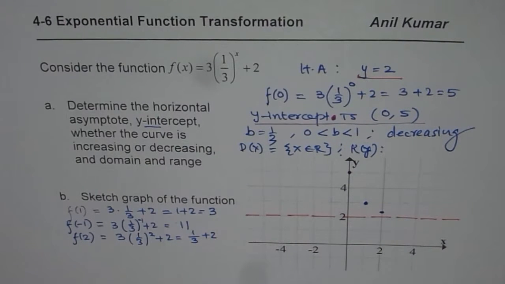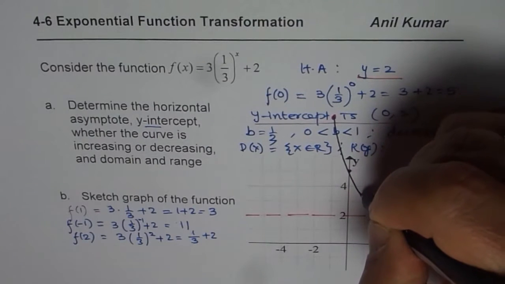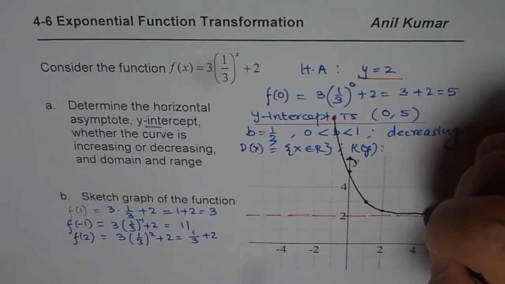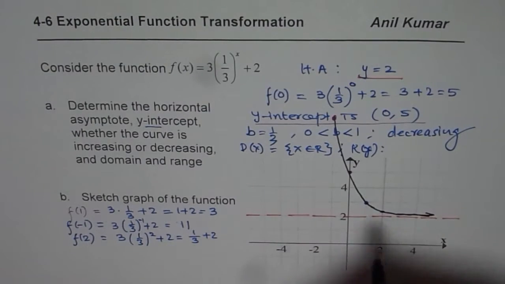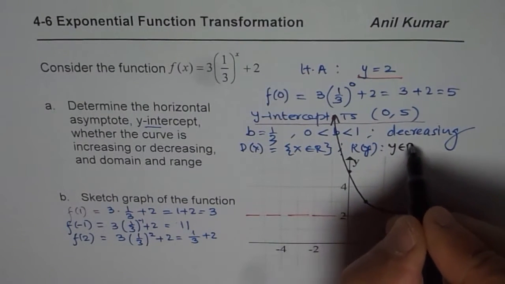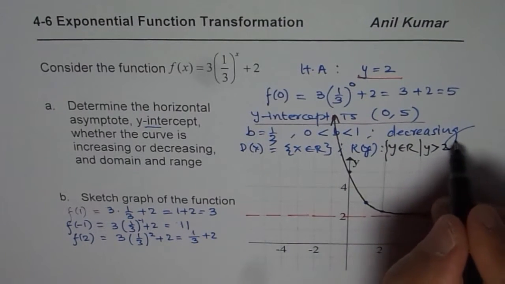So joining these points, we get our graph, correct? So let us join these points and draw the curve. So let me use a darker ink so that it's very clear. So what we get here is kind of like this. So approach the line, that is the whole idea, don't touch it, right? And that arrow indicates on both ends that it extends. And with that, we can write down the range. That range is y belongs to real numbers and y is greater than the horizontal asymptote, which is 2.